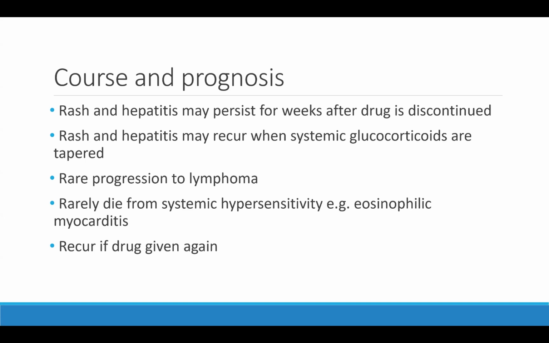So the course and prognosis, the rash and hepatitis may persist for weeks after the drug is discontinued and may recur when systemic glucocorticoids are tapered. Rarely, this can progress to lymphoma. Patients may rarely die from systemic hypersensitivity such as eosinophilic myocarditis, and the syndrome will recur if the drug is given again.